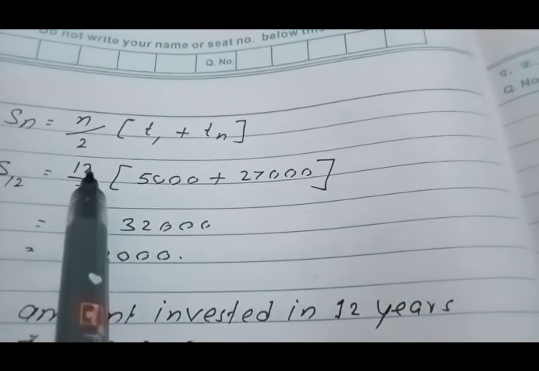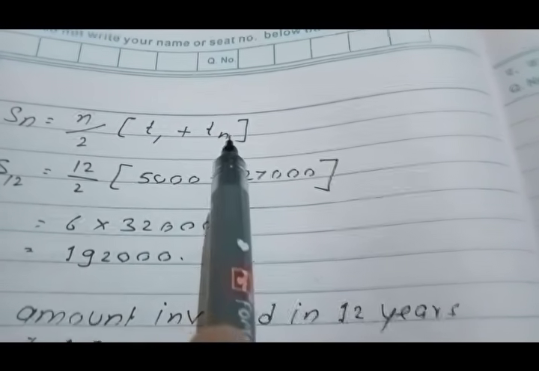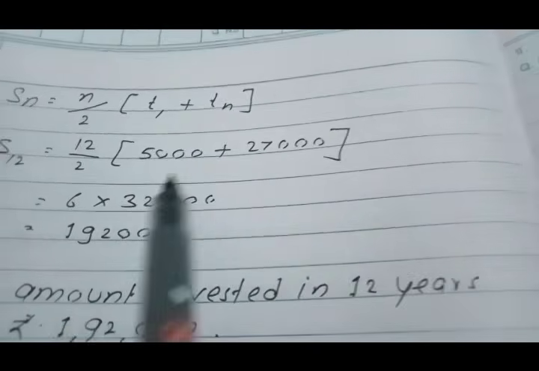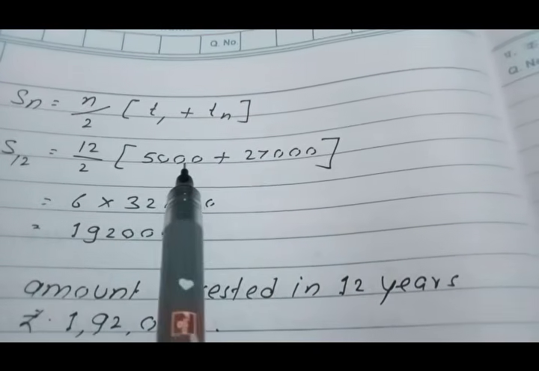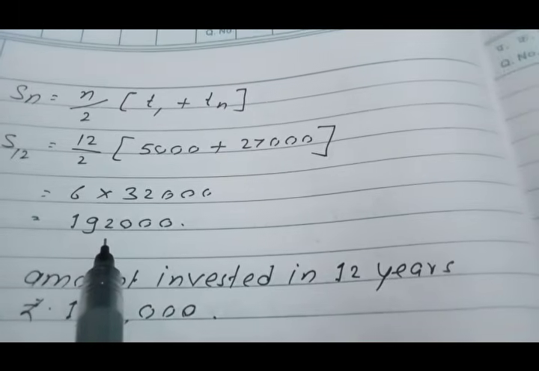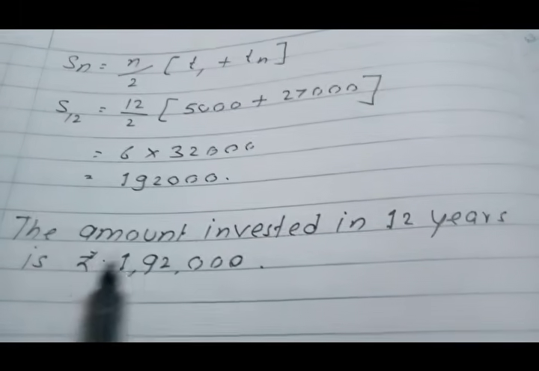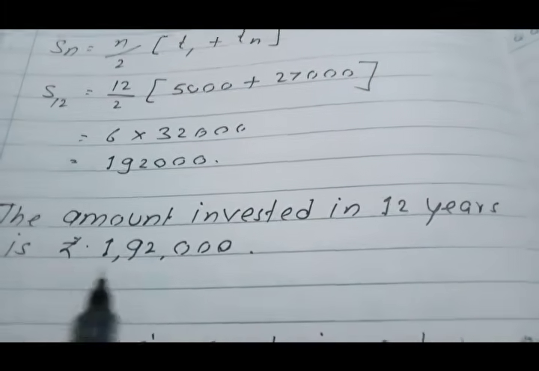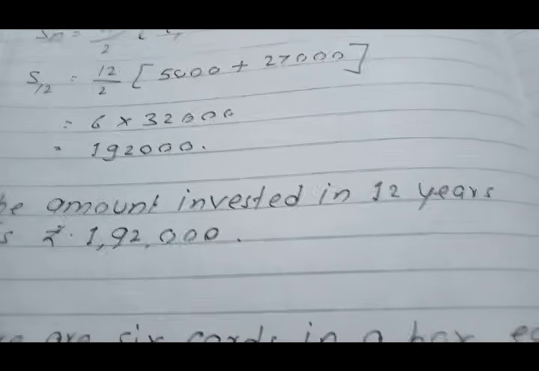Then Sn equal to n upon 2 into bracket T1 plus Tn. S12 equals 12 upon 2 into bracket T1 5,000 plus Tn 27,000. Here 2 sixes are 12, addition 32,000. So multiplication gives 1,92,000. So the amount invested in 12 years is rupees 1,92,000.